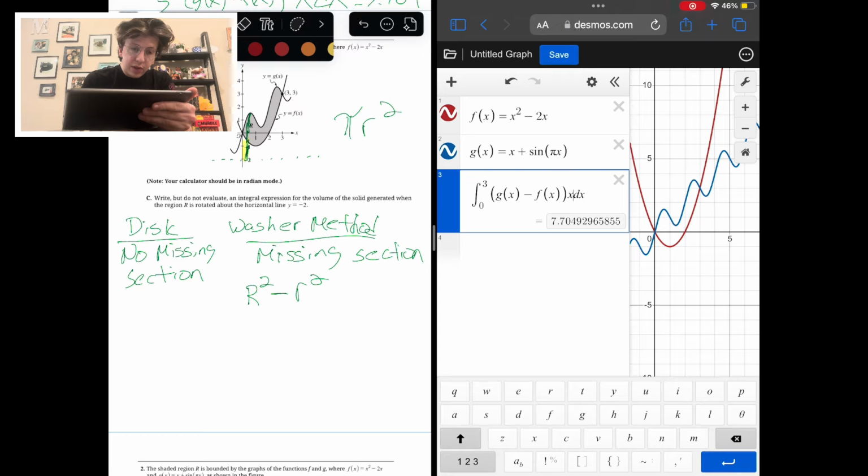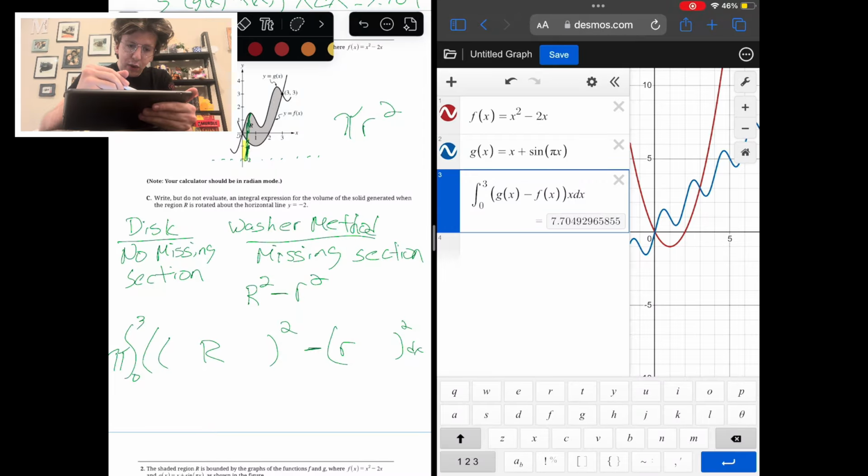So our integral would turn out to be the integral from 0 to 3. We have a pi, and I'm just going to write that pi completely on the outside, then one big set of parentheses. Now we need our first radius squared, so our big R squared minus our little r squared dx. All right, so now we need to figure out that distance.